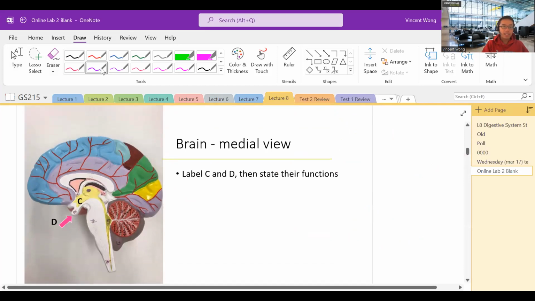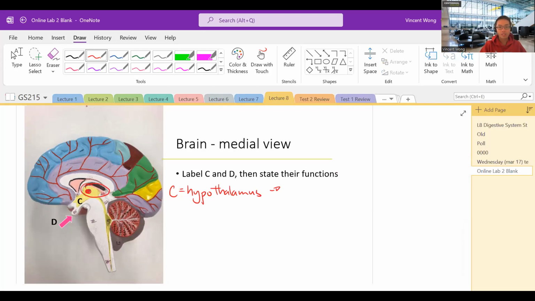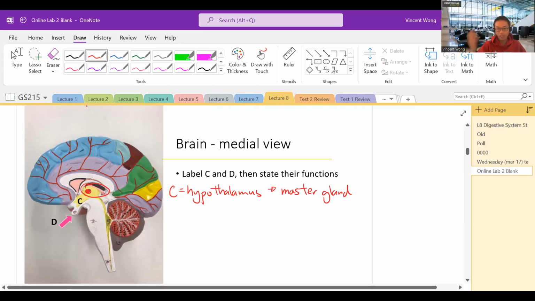Label C and D. Okay, C is so again, this is the thalamus. You can always tell the thalamus because there is the oval with the dot in the inside. It's almost like an eye, okay? And then below that, all right, is the hypothalamus. It literally means below the thalamus. Okay? So this is the master gland. Master gland. It regulates a lot of things through hormone.